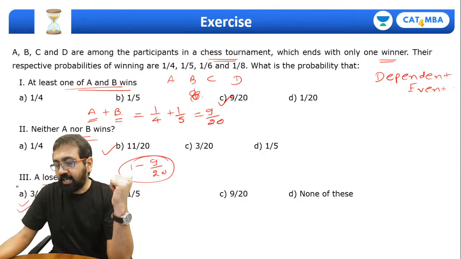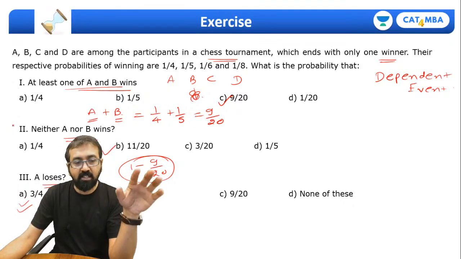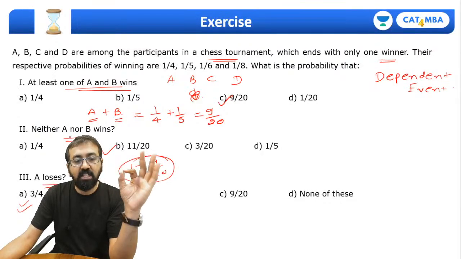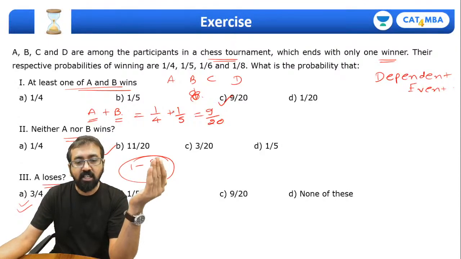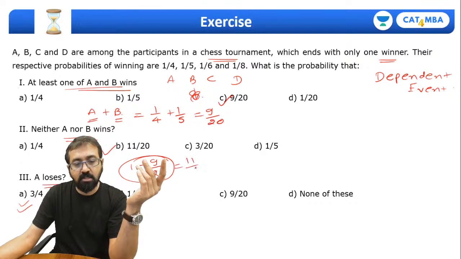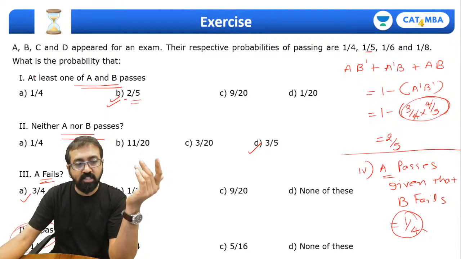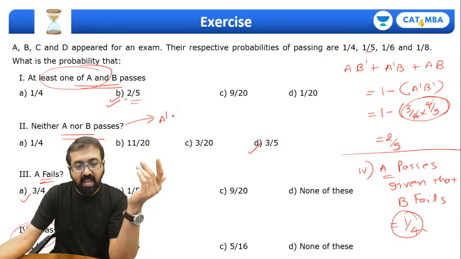Yeah, Sumit, I didn't get it, please explain the second question again. Which question? This one. Look at this part. So the second question, neither A nor B wins. So what is the probability of one of A and B winning? It was 9 by 20. So 1 minus 9 by 20 is 11 by 20. This is the probability. Same way, in the previous question, neither A nor B passes. What is the probability of at least one of A and B passing? It was 2 by 5. So neither A nor B passes is 3 by 5. See, what does it mean? This means A fails and B fails.